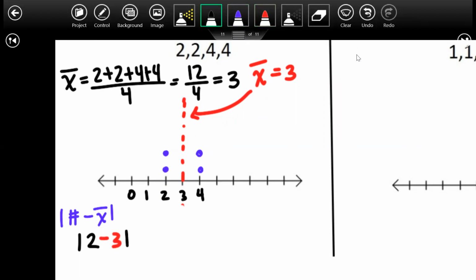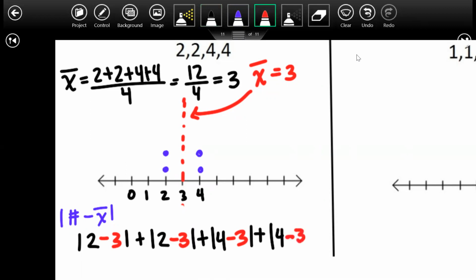We're finding the distance. Yeah, it's absolute value, right? Plus, give me the next data point. 2 again. Just go in order. Minus 3. And we're going to do that to all of them. The next one will be 4 minus 3, plus 4 minus 3.